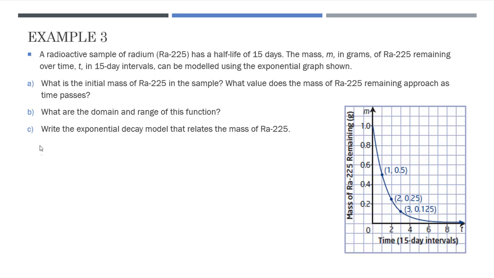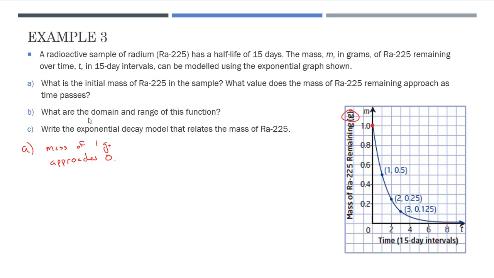So this information can be taken off of the graph. So what is the initial mass? Well, it looks like it starts right here, and that's 1, and we look at our units, 1 gram. Okay, so we have a mass of 1 gram. Now, what value does the mass approach? Well, this is an exponential decay. It approaches 0, and we're kind of going into calculus just a little bit here as we're talking about approaching. It never reaches 0, but it does approach it, so it approaches 0.